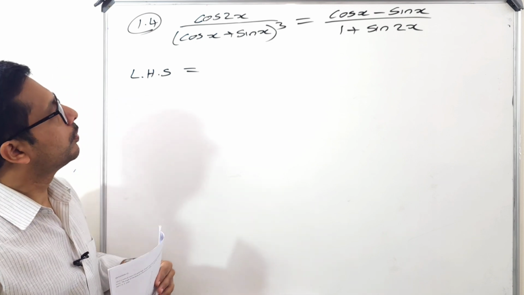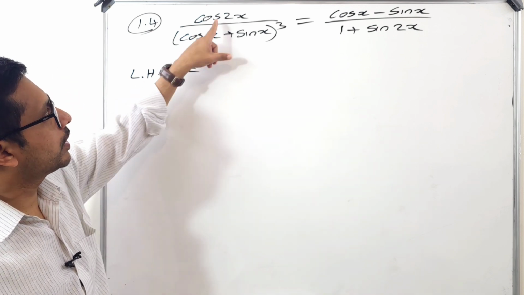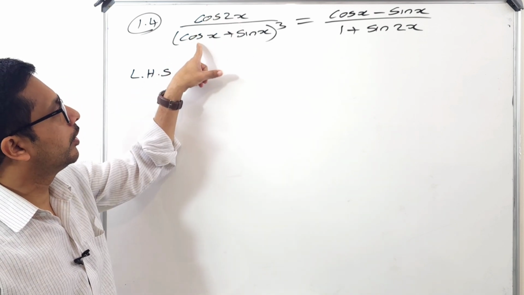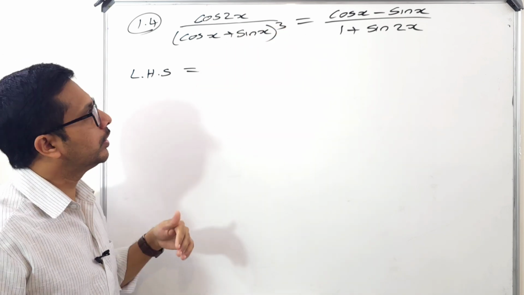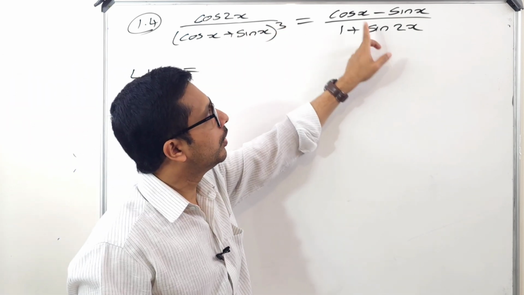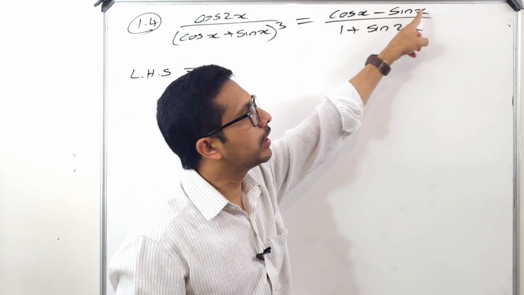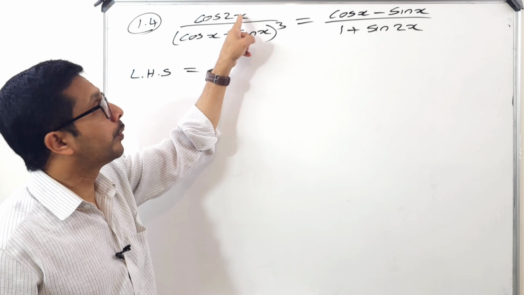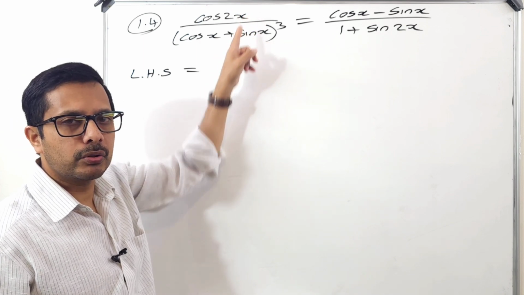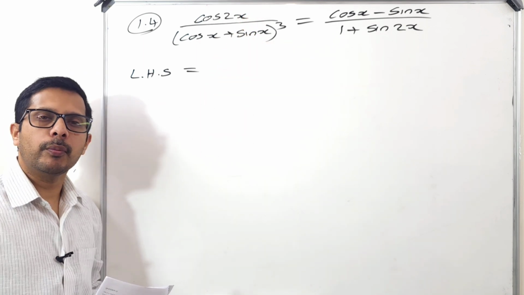Okay, so look at the left hand side. What is the left hand side? Cos 2x divided by cos x plus sin x the whole cube. Now how I'm going to think is, what I want to prove. Can you see this? Cos x minus sin x. So what is the numerator here? Cos 2x, which is a double angle.